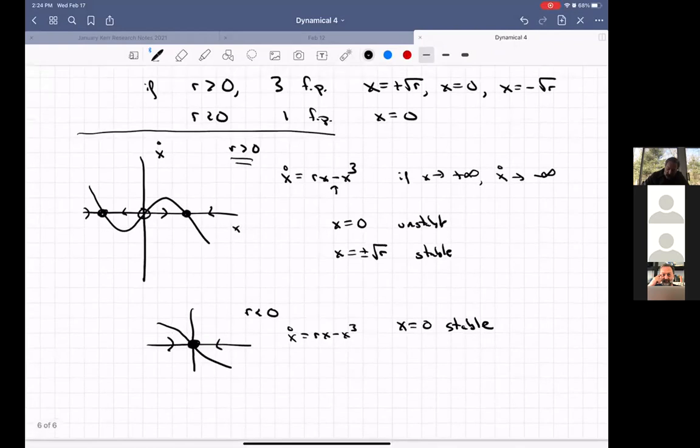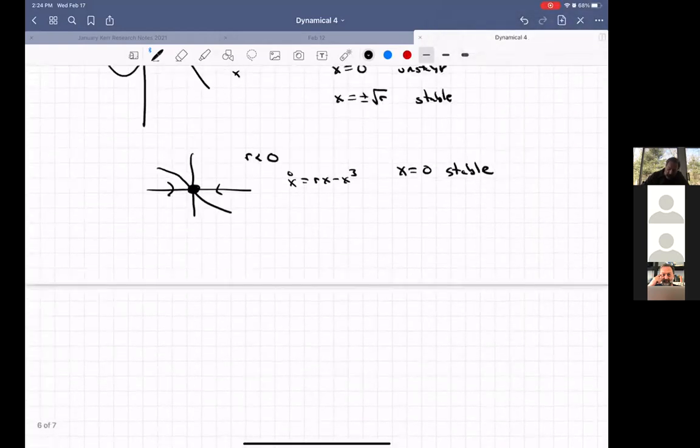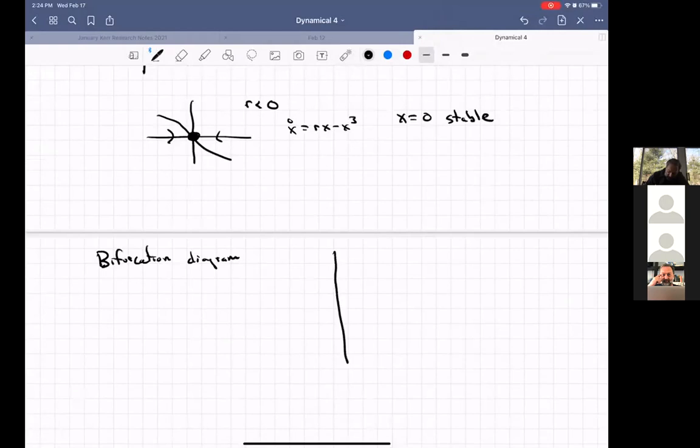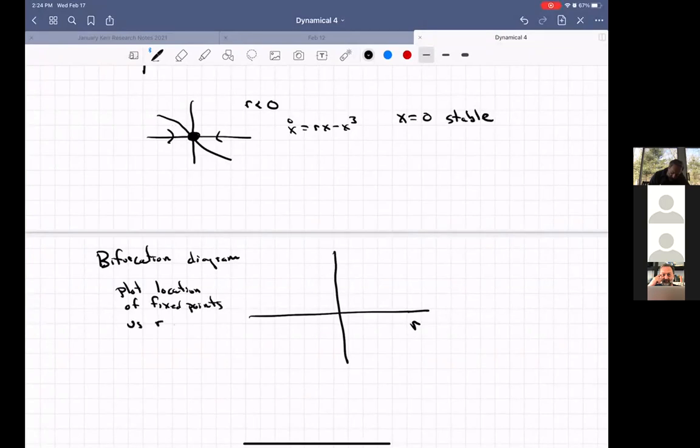So if I go and draw a bifurcation diagram, remember the definition of what a bifurcation diagram is: a diagram where you plot the fixed points against the parameter. Plot the location of the fixed points versus the r parameter, the parameter that you're varying.